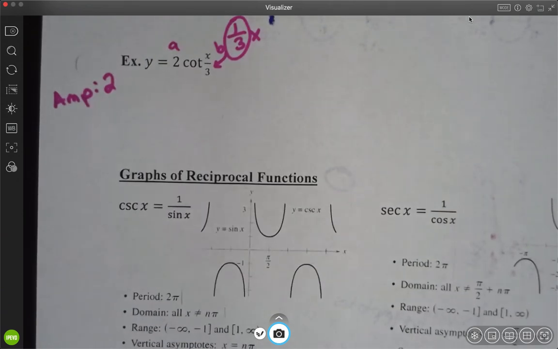I don't know what we should call it instead of amplitude. The height? I don't know. I asked you that one. I'll have to figure it out.